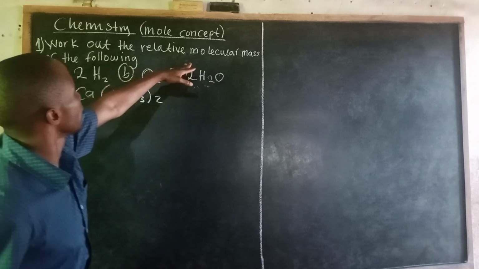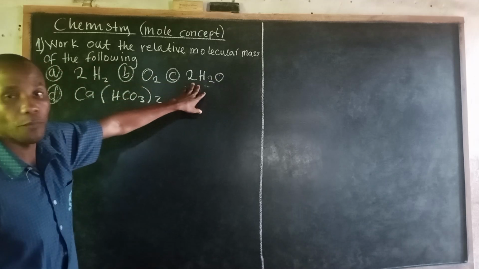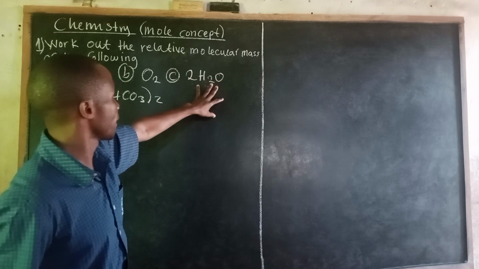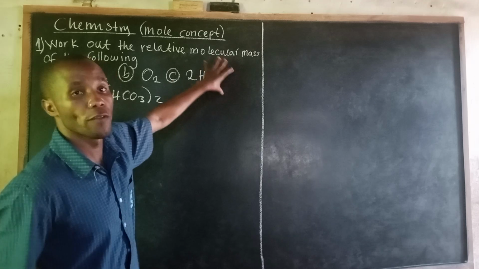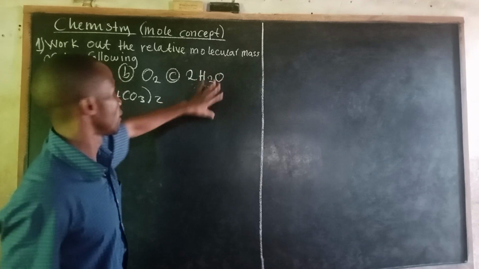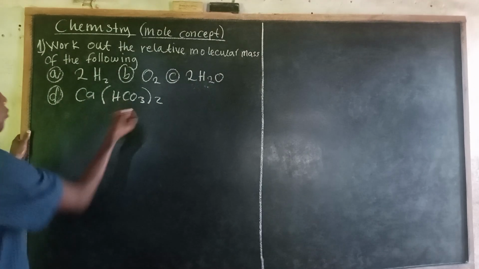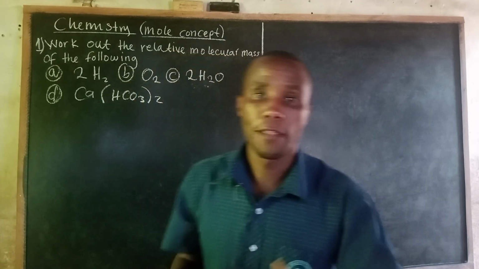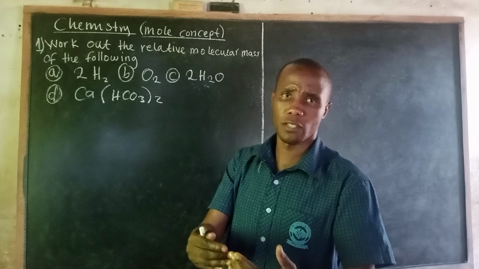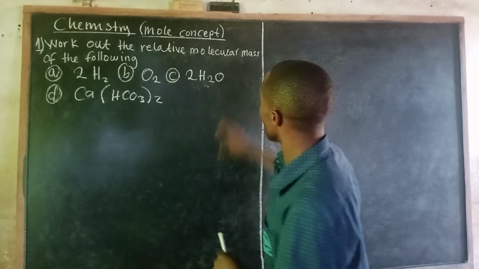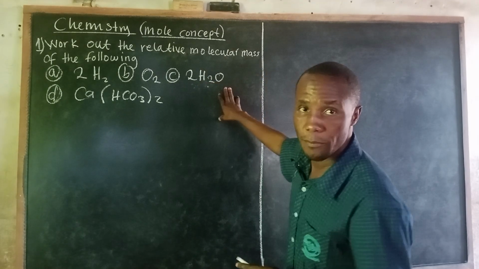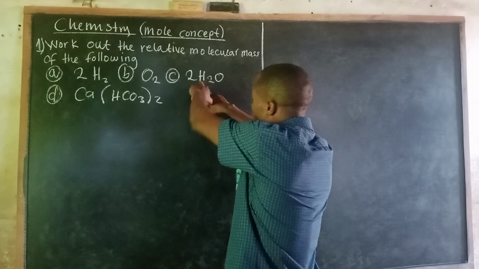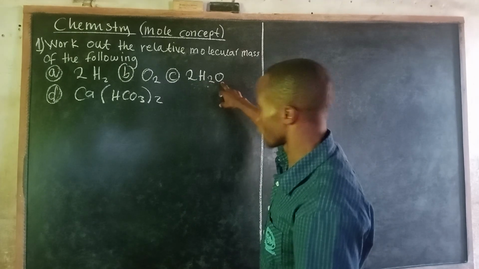Work out the relative molecular mass of the following, which is 2H2O. We have two water molecules here. This is the chemical formula for water. So how do we calculate? First of all, you have to know the number of atoms of each element. When you look at this one, we have two elements: hydrogen and oxygen.